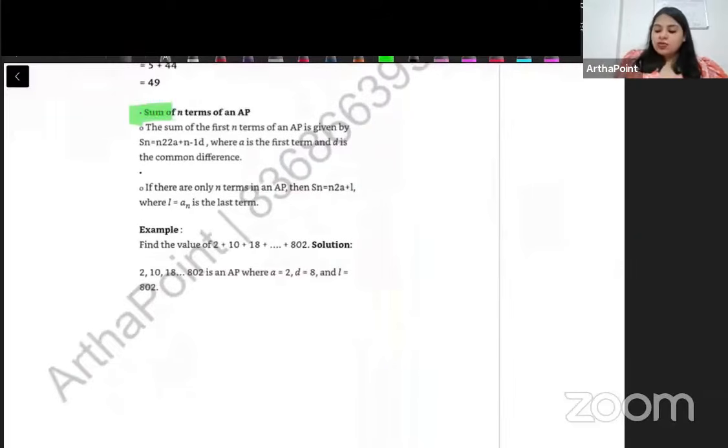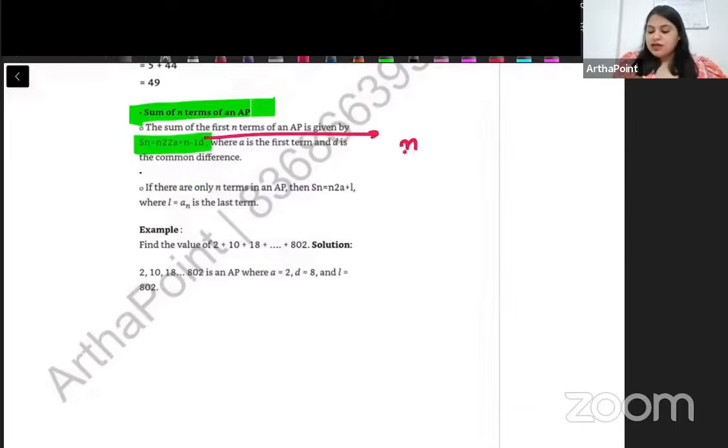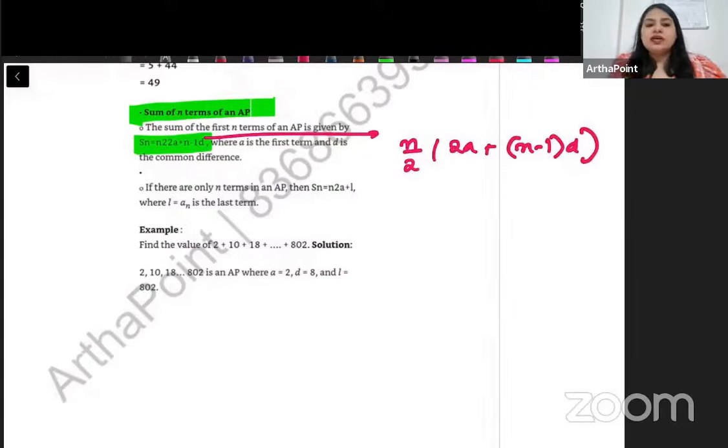Now let's talk about the sum of the n terms of an AP. The sum of the n terms of an AP is given by this formula. Let me write it here. n by 2, 2a plus n minus 1 into d. So this is called the sum of n terms of an AP, right?